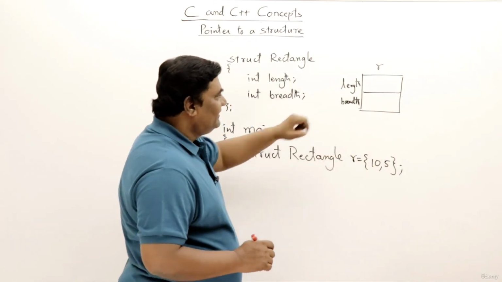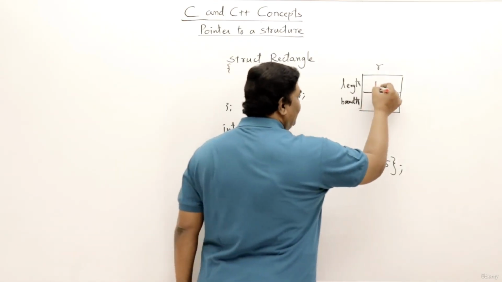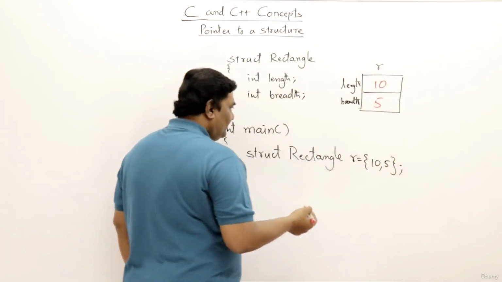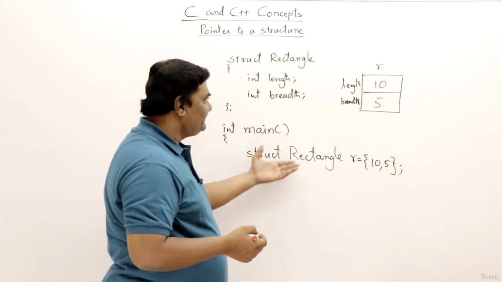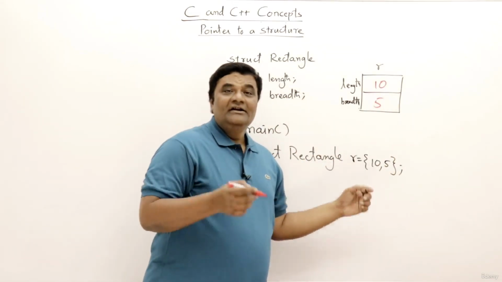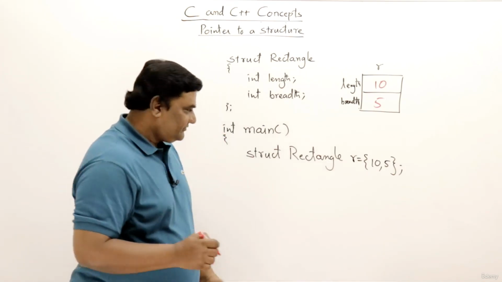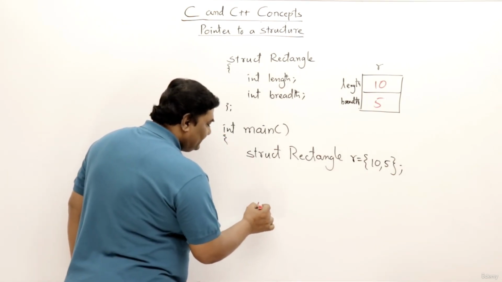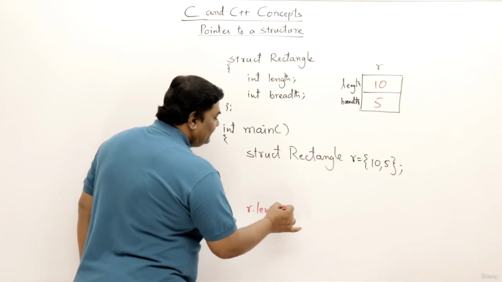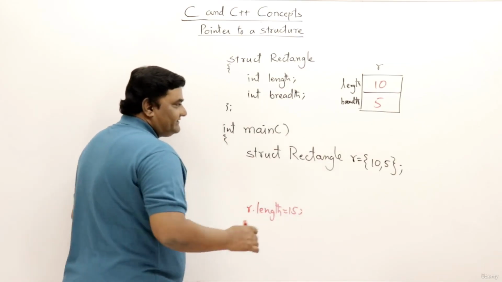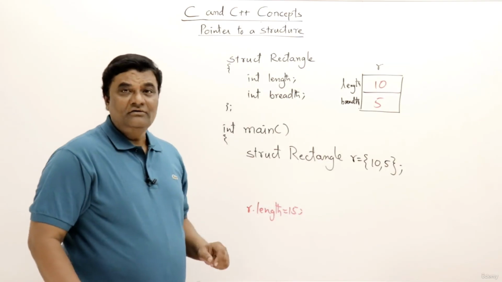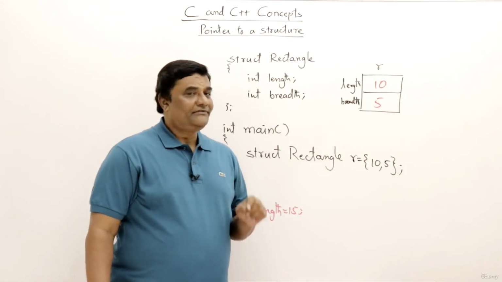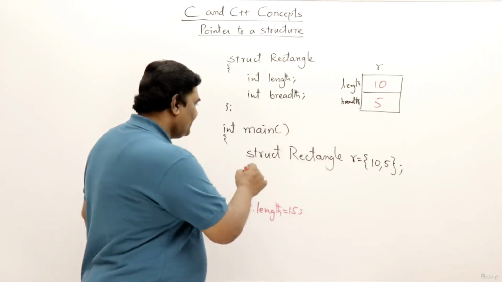So this variable occupies memory and it will have the values 10 and 5. Now, if I want, I can directly access these members length and breadth by using variable name r. So if I want to print or I want to change, I can say r dot length assign 15. I can change it like this. But let us learn now how to access it with a pointer. So first of all, I will declare a pointer.